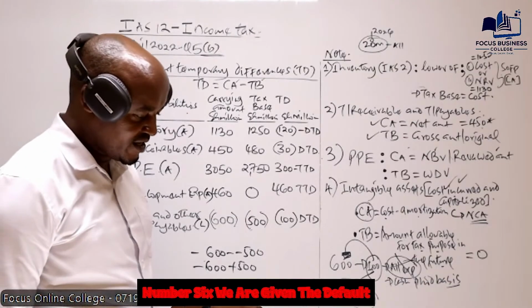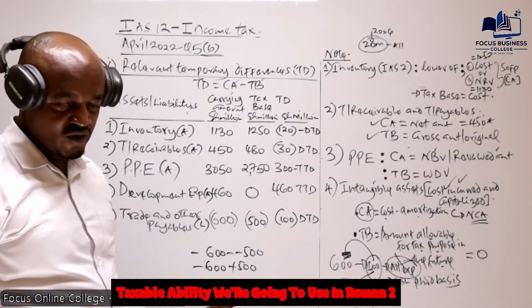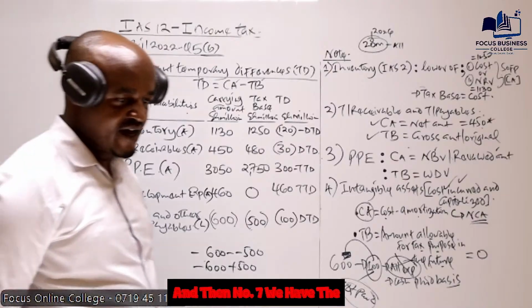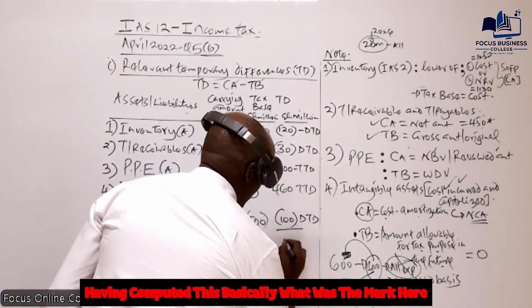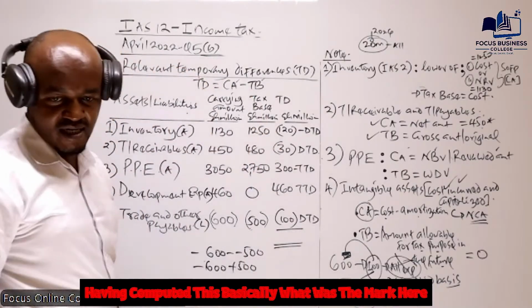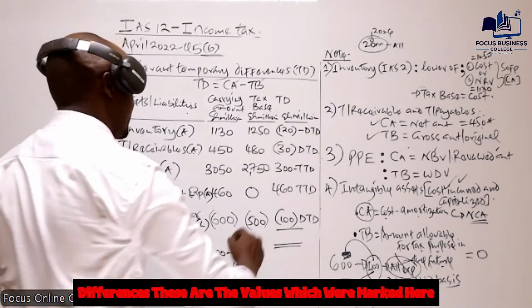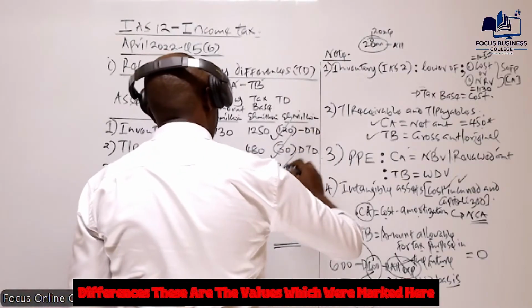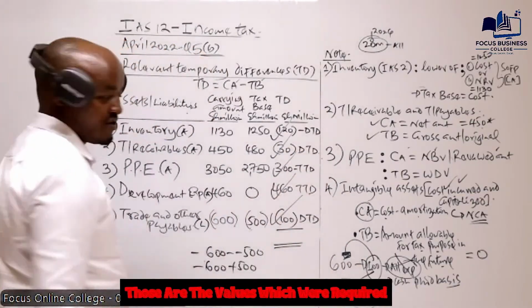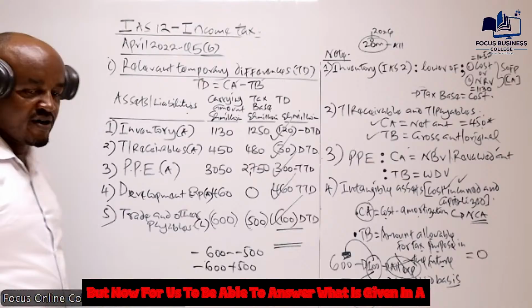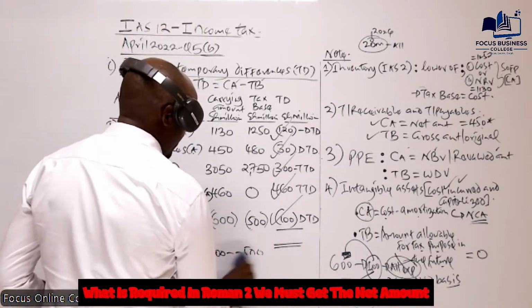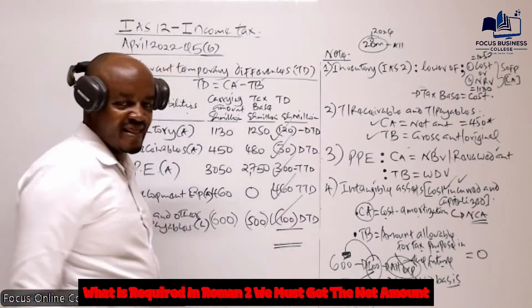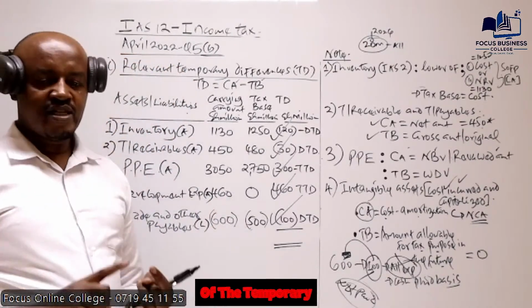we are given the deferred tax liability. We are going to use it in Roman 2, and then in number 7 we have the tax rate. So having computed this, basically what was marked here are these temporary differences. Those are the values which were marked. But now, for us to be able to answer what is required in Roman 2, we must get the net amount of the temporary difference.